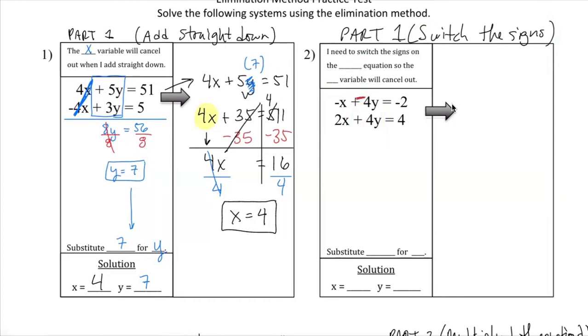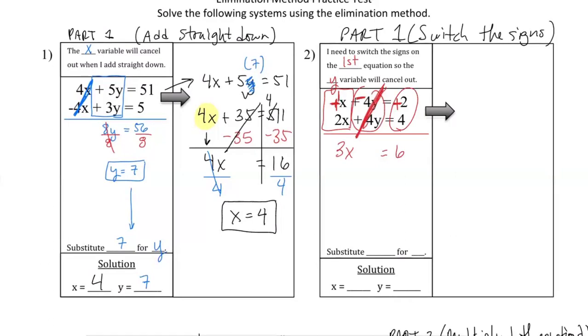So I can switch that sign if I switch all of the signs on that equation. So change that minus x to a plus x, change that -2 into a +2. So I need to switch the signs on the first equation so that it's going to help me cancel out my y variables. Now 4 minus 4, now those cancel. And now once I get these to cancel, it turns just into a part 1 problem. Add straight down. This is a 1x plus 2x is a 3x. 2 plus 4 is 6.